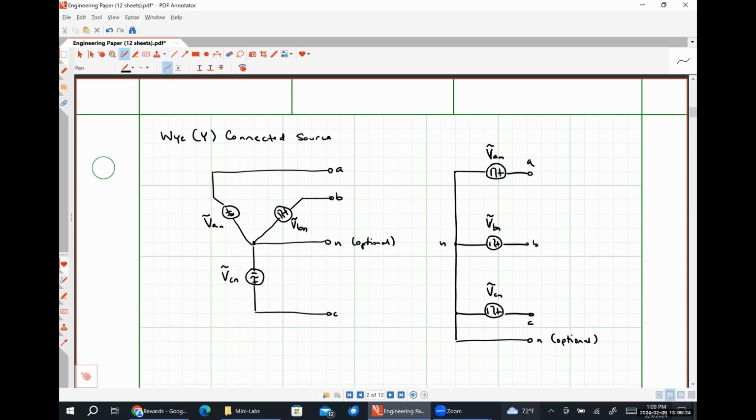All right, so is everybody okay with how these two circuits are equivalent to each other? I have a voltage source connected between the A terminal and the neutral terminal, the B terminal and the neutral terminal, and the C terminal and the neutral terminal on both sides. So even though they look very different, electrically, they are the exact same thing.